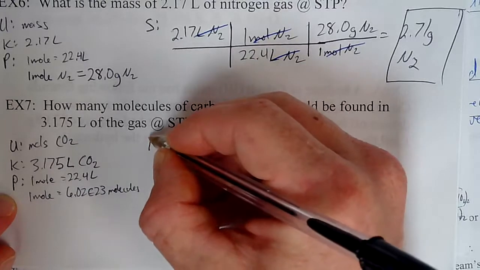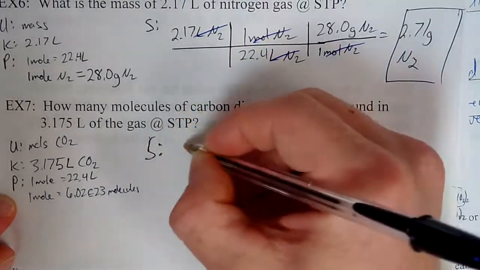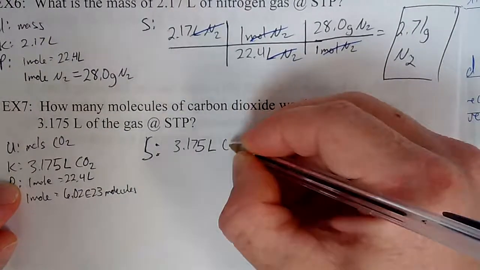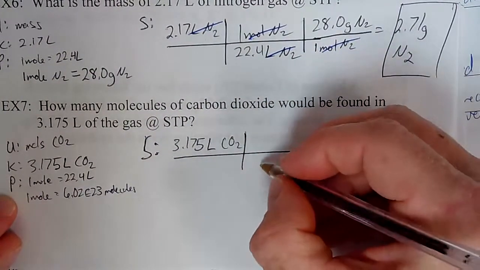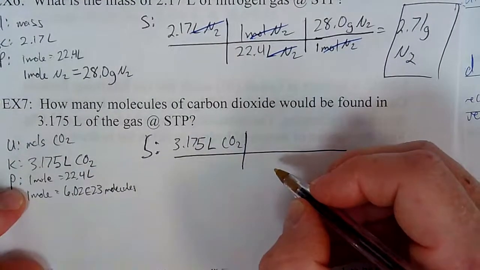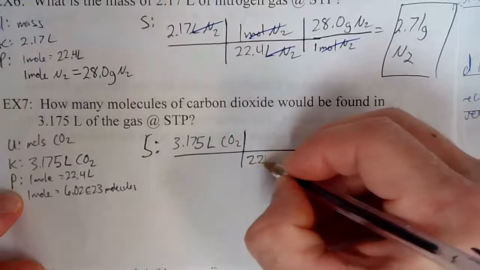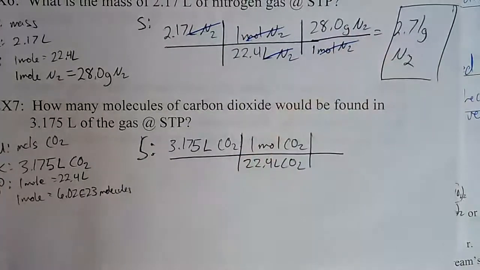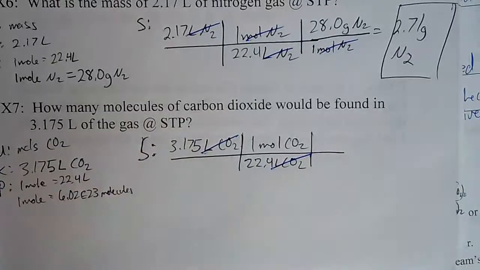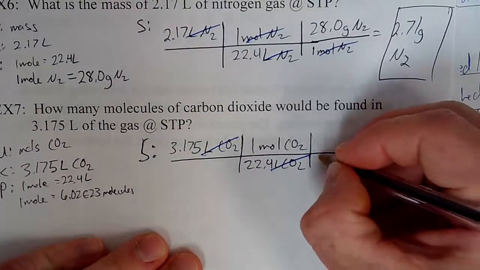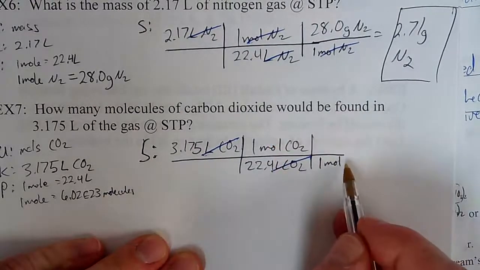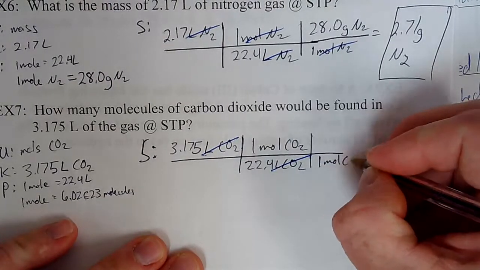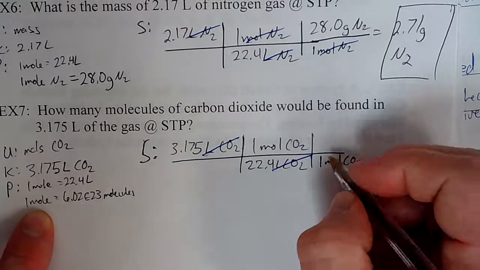All right. The solve. So we'll start with the known, 3.175 liters of carbon dioxide. And what goes on the bottom? 22.4 liters equals 1 mole. And then liters of carbon dioxide cancel out. What goes on the bottom of the next one? Moles. Whatever's here, we can put on the bottom of the next one. Not necessarily the same number, but the unit. So 1 mole CO2, and that's equal to, we're going to molecules.